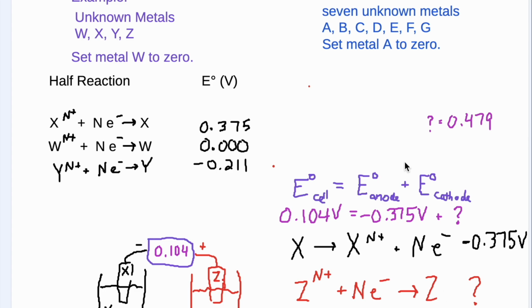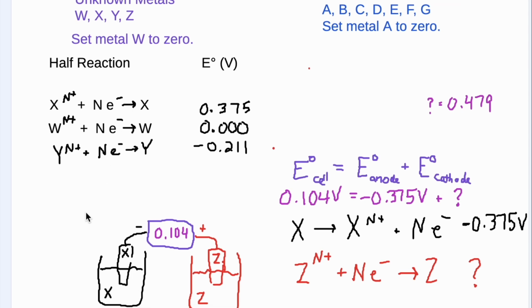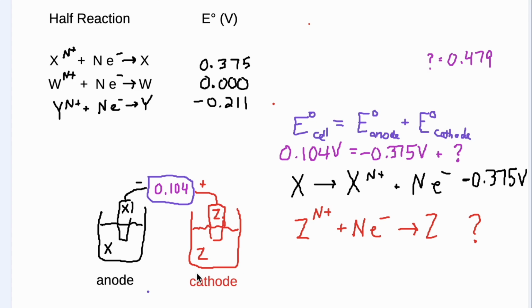All right, let's do one last reaction. We've got to try figuring out metal Z here. And instead of comparing it to W like we've been doing all along, you could keep comparing everything to W, but I thought I'd try something different and compare it to X. So we had already figured out X, so now we can compare Z to X. And let's say that we put the black wire onto the X electrode and the red wire onto the Z electrode, and we get a positive reading. So we get a positive 0.104 volts.